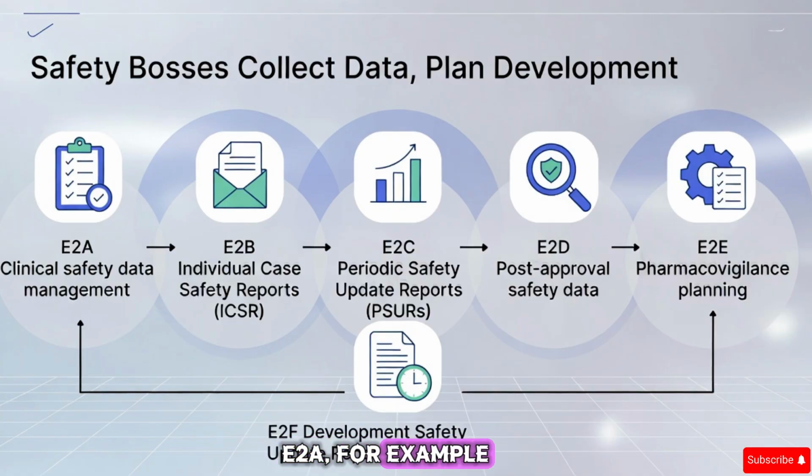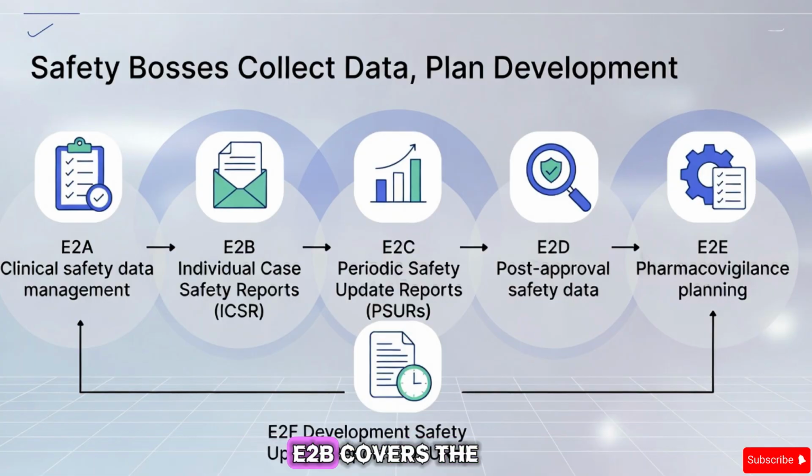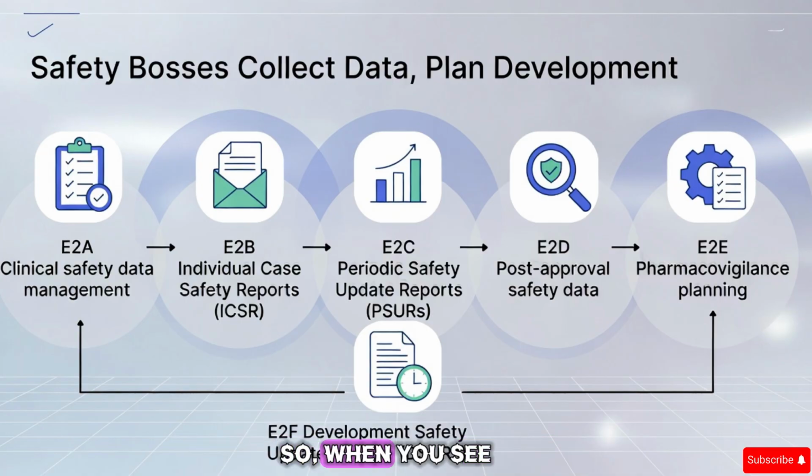E2A, for example, defines what needs to be in a clinical safety data management plan. E2B covers the electronic transmission of individual case safety reports, ensuring data can be shared quickly and efficiently. E2E is all about planning for pharmacovigilance throughout a drug's life cycle. So, when you see a drug commercial listing potential side effects, the process for collecting and reporting that information is governed by the E2 guidelines. It's the bedrock of patient safety.